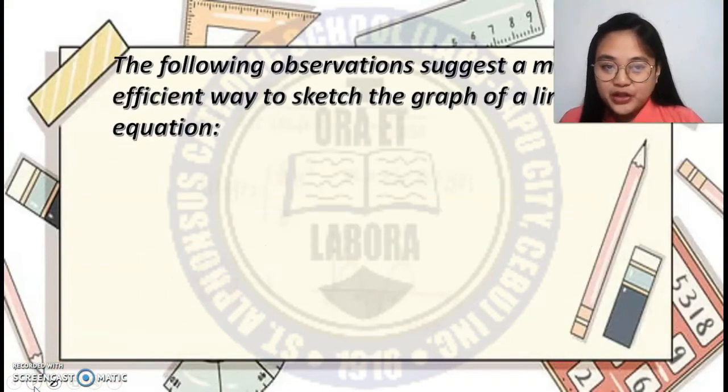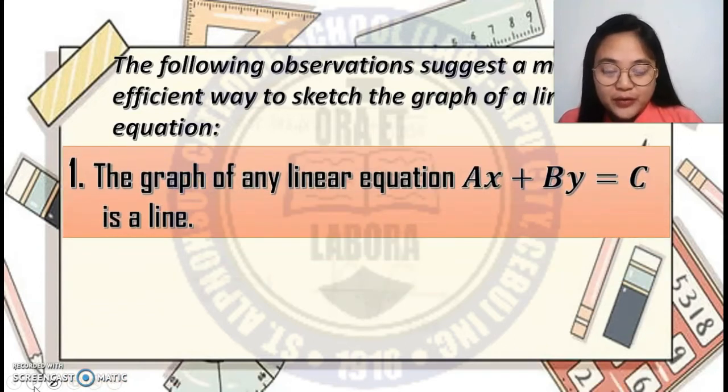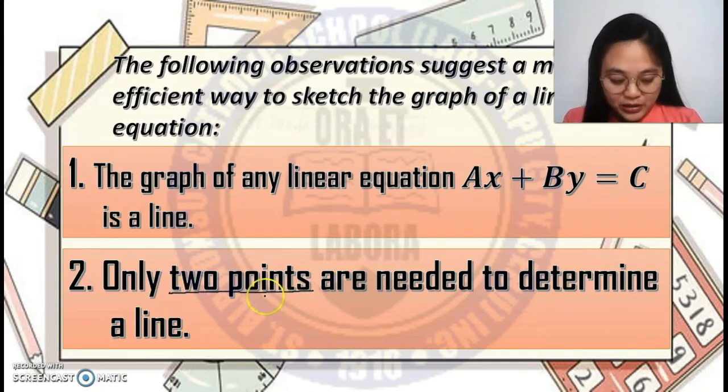The following observations suggest a more efficient way to sketch the graph of a linear equation. The graph of any linear equation ax plus by equals c is a line. Only 2 points are needed to determine a line. Therefore, we're going to use this idea in graphing the last method of linear equation.